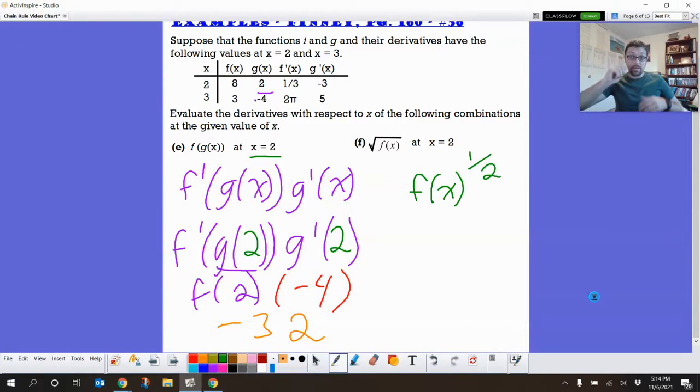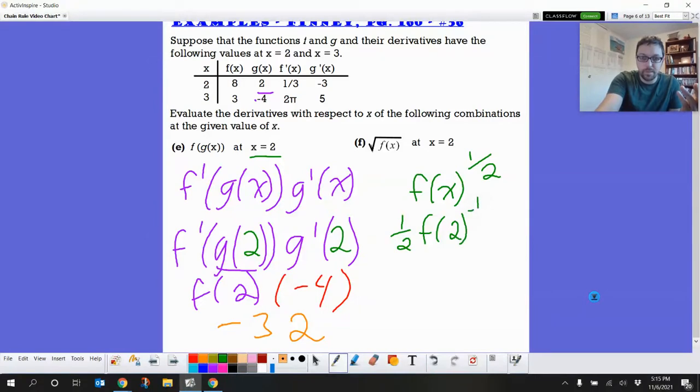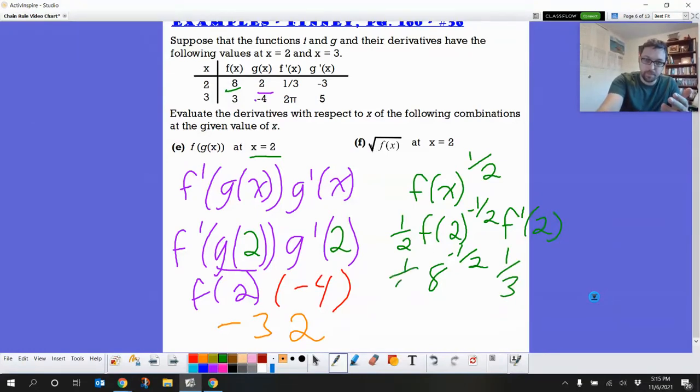So our outside part is that 1/2 exponent. That's the function that's happening on the outside, that square root. So it'd be 1/2 f of, and let's just put the 2 in right away. So there's the derivative of the outside multiplied by the derivative of the inside, f prime of 2. So f of 2, we know that to be 8 from up here. So that is 8 to the negative 1/2, multiplied by f prime of 2, which is 1/3. And we still got this 1/2.